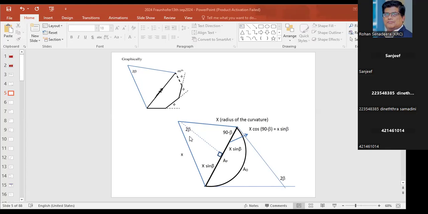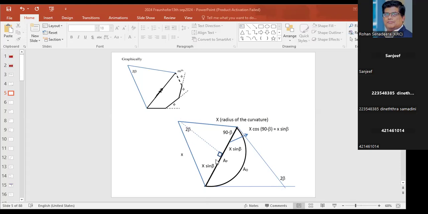Otherwise, it will be beta by 2, these two. So for our easiness, we use 2 beta. Then this is beta, this is beta. This is 90 minus beta. So this distance from here to here is x sin beta. So this is x, this is beta, this is beta.